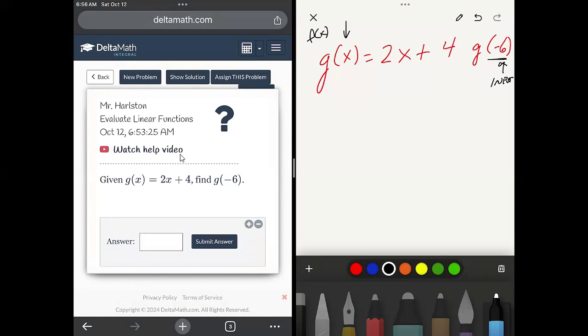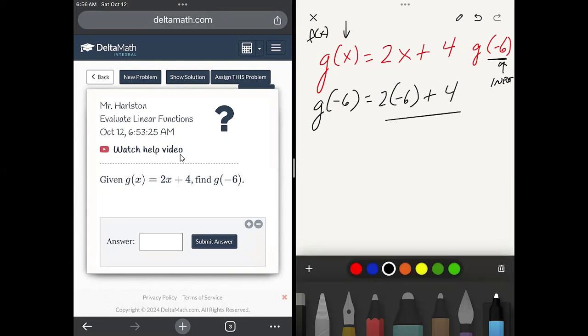So they told us that the input is negative 6. So anywhere that you see an x, you're going to replace it with parentheses negative 6. Everywhere. Boom, done. So wherever you see an x in the function, you're going to replace it with parentheses negative 6. And then you're just going to calculate this.